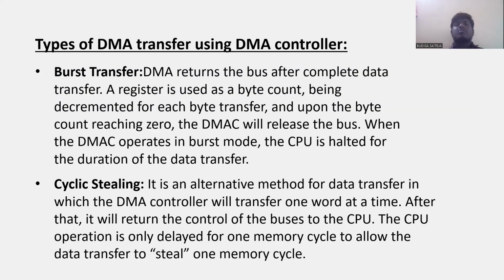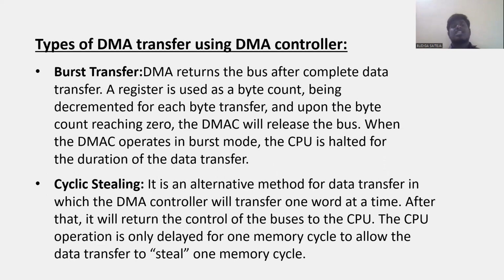Types of direct memory access transferring using DMA controller. Burst transfer: the DMA returns the bus after complete data transfer. A register is used as a byte count, being decremented for each byte transfer, and upon the byte count reaching 0, the DMA will release the bus. When the DMA operates in burst mode, the CPU is halted for the duration of the data transfer.